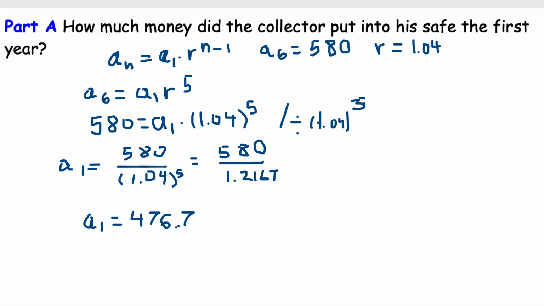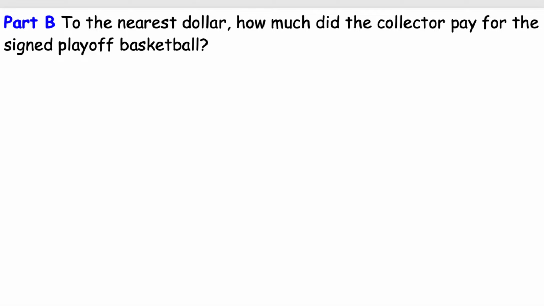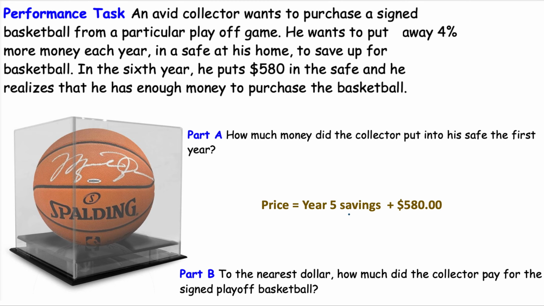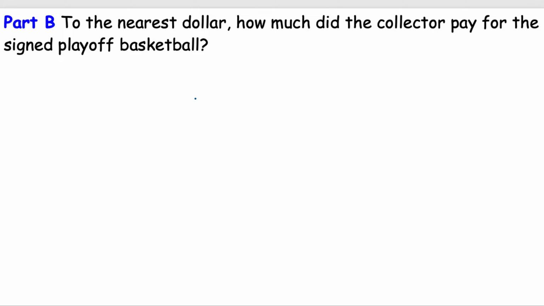So now let's answer Part B. Part B says: to the nearest dollar, how much did the collector pay for the signed playoff basketball? Now we want the money for 5 years plus the $580. But first of all, let's use the formula for the sum of a geometric series. When we are looking for the formula, we just plug in the values. It's much easier, so we don't have to go back anywhere.